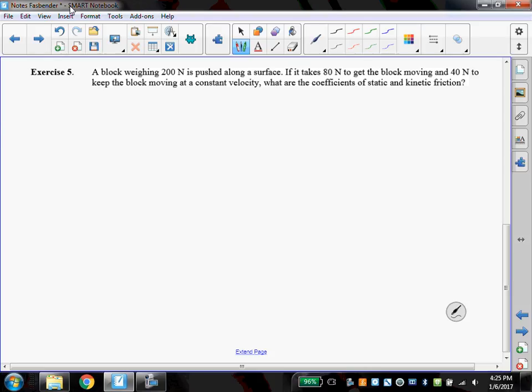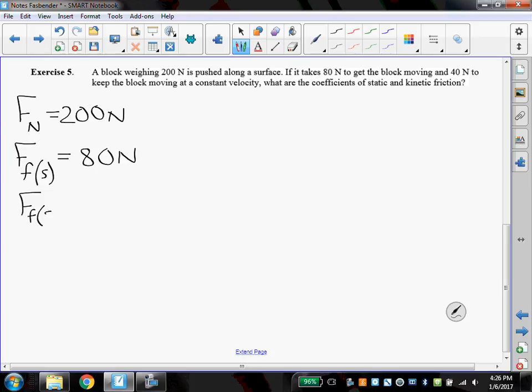Now, from that problem statement, we can get a few things. We can get that our normal force must be 200 newtons. We get that the force of static friction, which I'm going to denote by giving a little s, must be 80 newtons. We know that the force of kinetic friction, which we're going to give a little k for kinetic, must be 40 newtons. And we want to know what is the coefficient of static friction? What is the coefficient of kinetic friction?